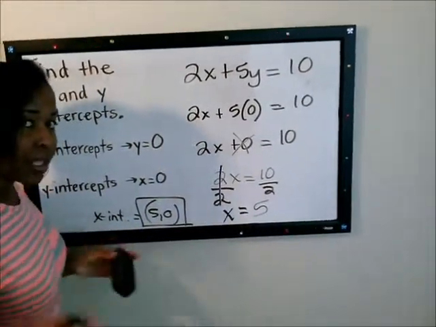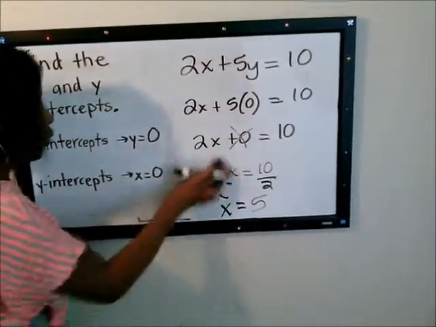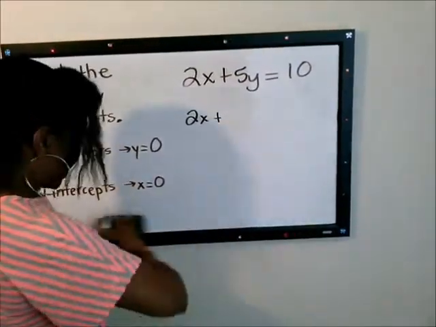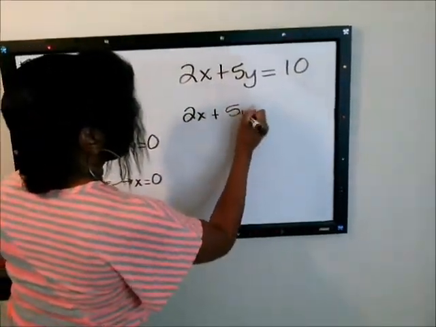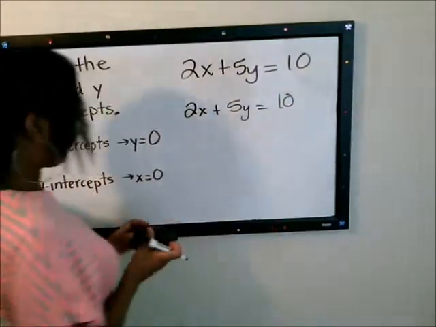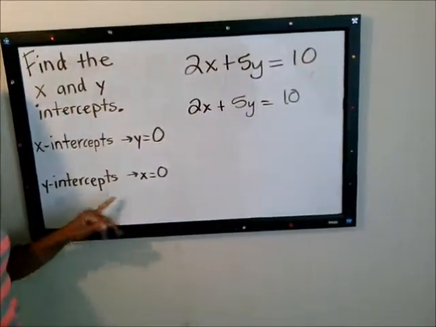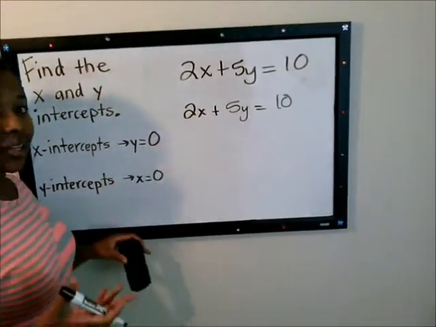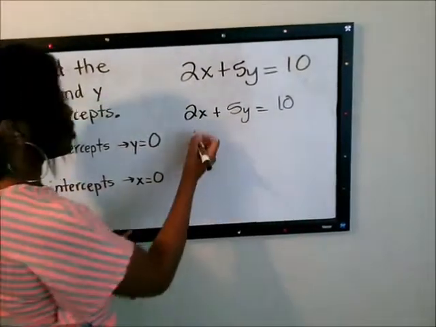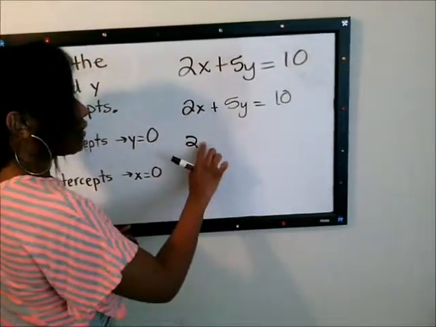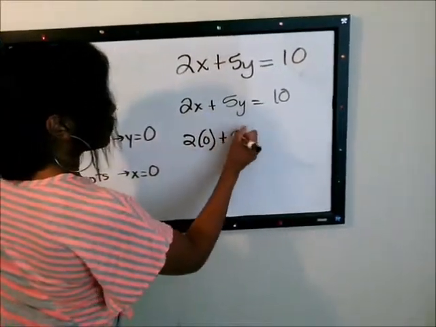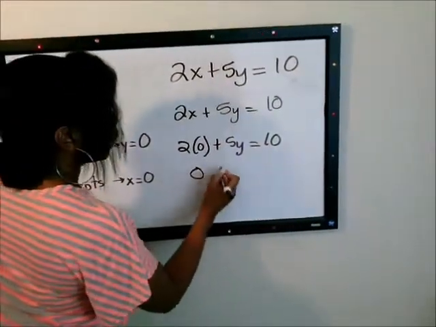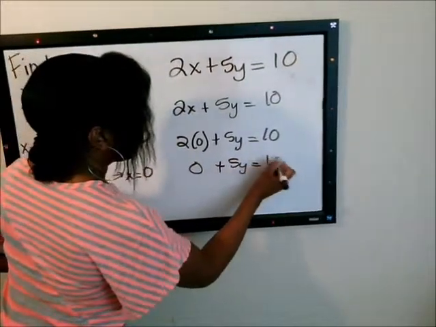Any questions? We good? Let's try the same equation, but this time we're going to solve it for the y-intercept. So I'm going to rewrite it. But remember, for y-intercepts, you're going to set your x equal to 0. So wherever I see an x in the equation, I'm going to change it into a 0. So 2, instead of x, I'm going to write times 0 plus 5y equals 10. Work this out. We get 0 plus 5y equals 10.